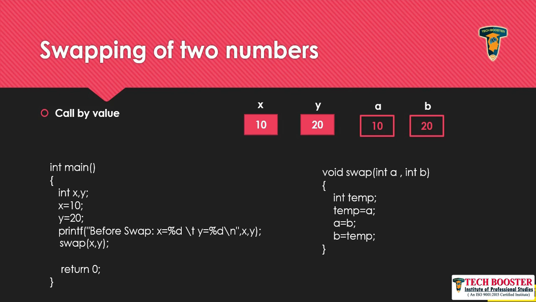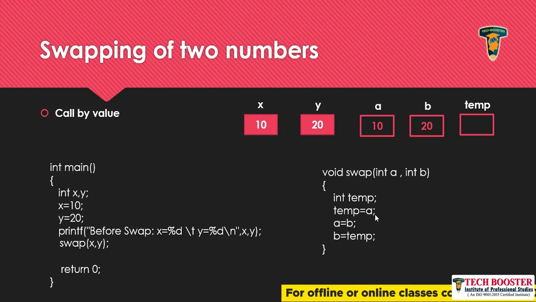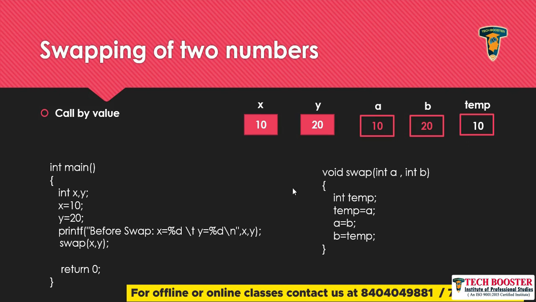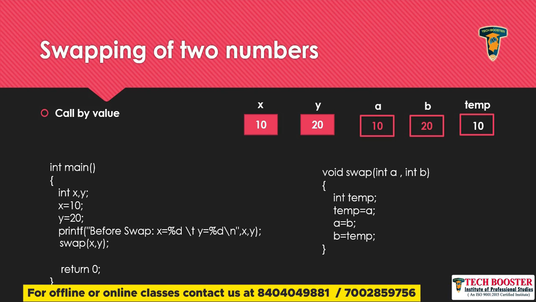Now in this particular function I have considered another variable, temp. So here you can see this is my temp, and in my temp I am storing the value of a, which is 10. Now what I am writing, a is equals to b. So in b we have 20.